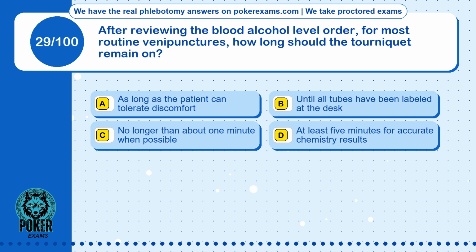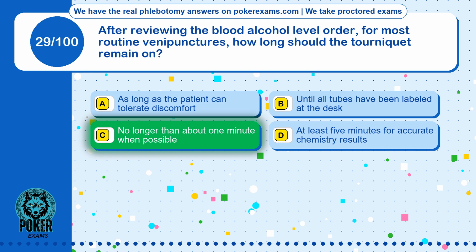Question 29. After reviewing the blood alcohol level order, for most routine venipunctures, how long should the tourniquet remain on? Option A, as long as the patient can tolerate discomfort. Option B, until all tubes have been labeled at the desk. Option C, no longer than about 1 minute when possible. Option D, at least 5 minutes for accurate chemistry results.